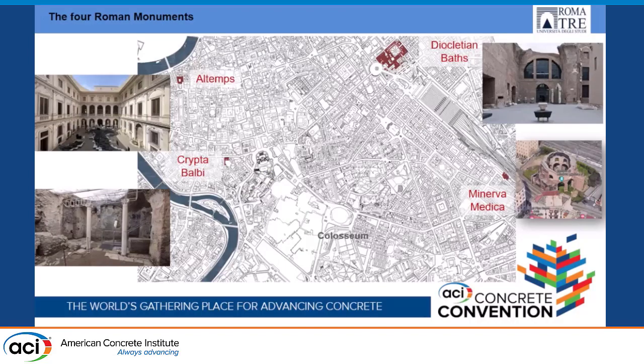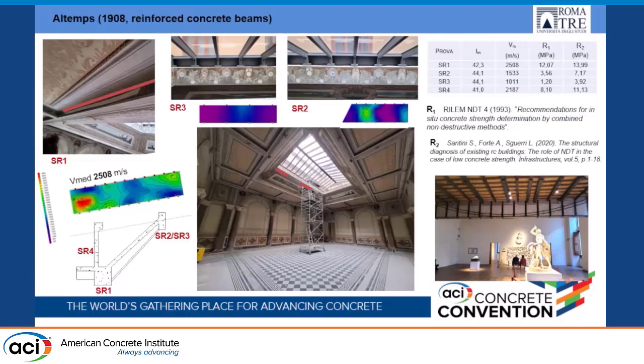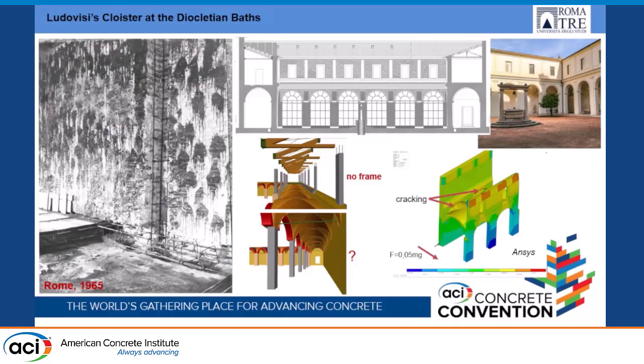Now, going clockwise around the city center of Rome, we can start from Altemps. Here we have an example of covering the original open court, and the inspection revealed really degraded concrete inside. This is an intervention from the start of the 19th century.